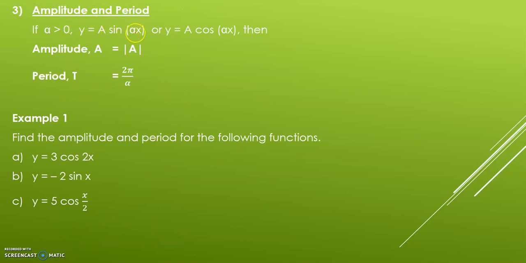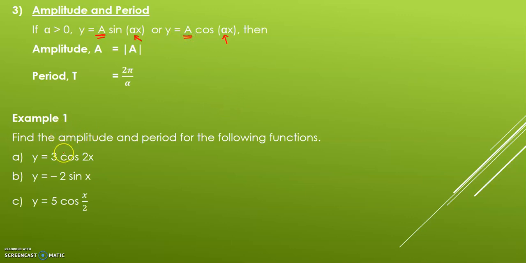Next, we look at amplitude and period. If alpha is greater than 0, y equals a sine alpha x, or y equals a cos alpha x, then the amplitude is the modulus of a. So the amplitude is the value in front of the trigo, either sine or cos. Whereas for period, we use the formula 2 pi over alpha, where alpha is the value in front of x, the coefficient of x.